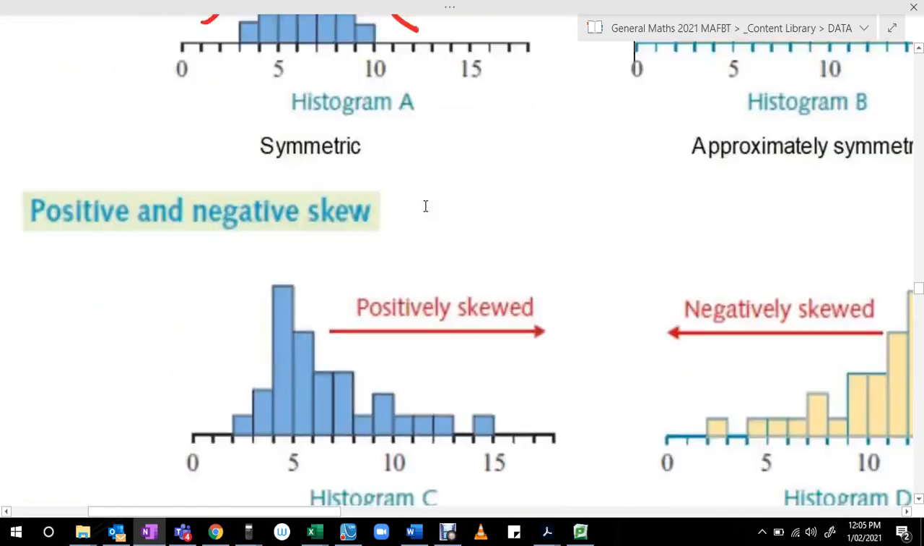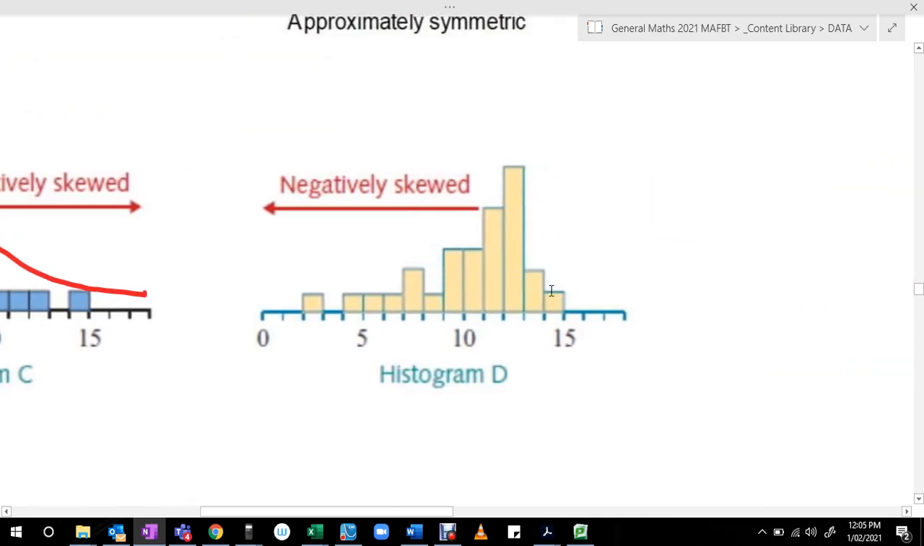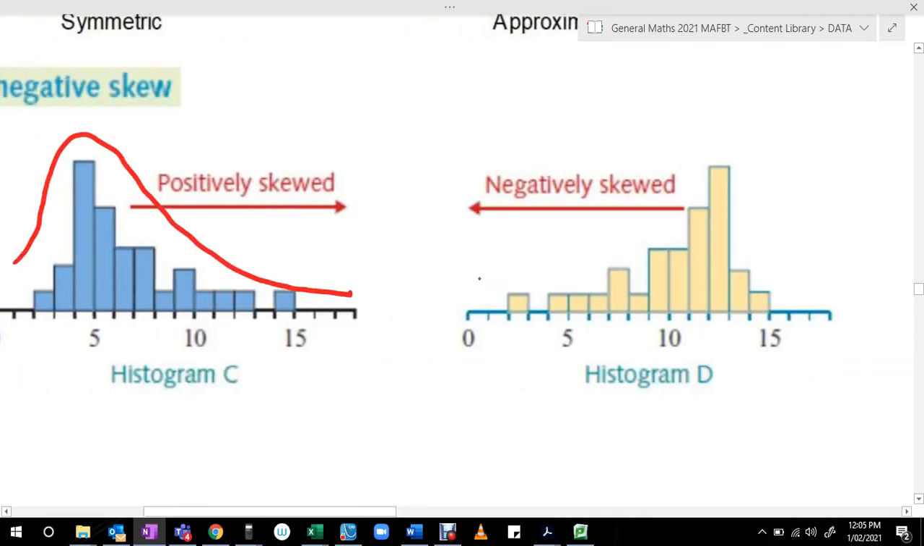So if you look at data that looks like this, where it starts high and then goes down for the rest of the way, it's positively skewed. So think of positively skewed: you start high and then you go down. Negatively skewed, think of it as you start low and then you go up. So that's negatively skewed.